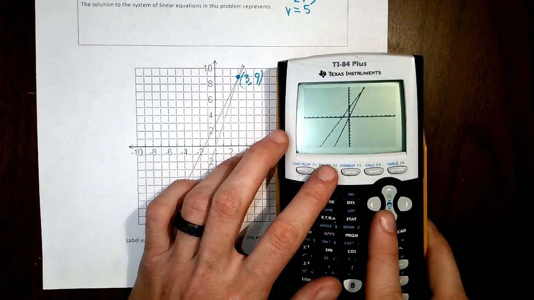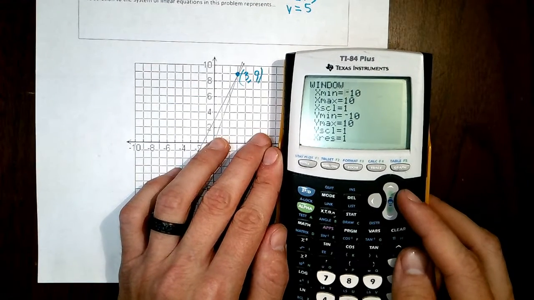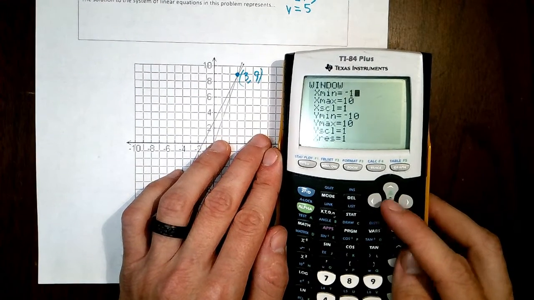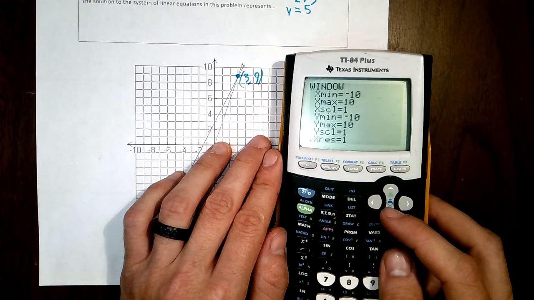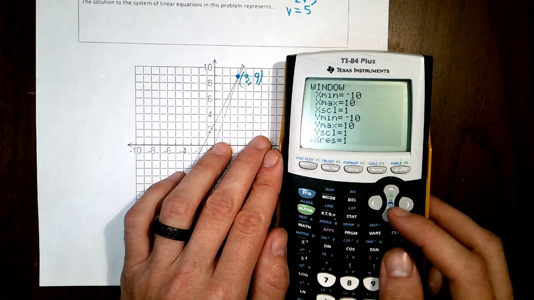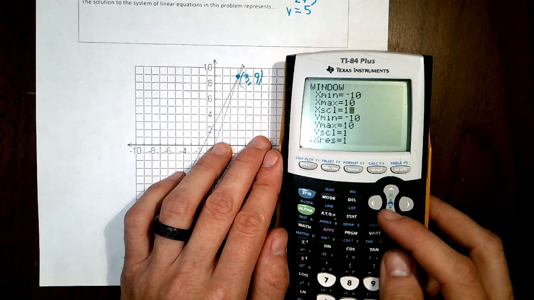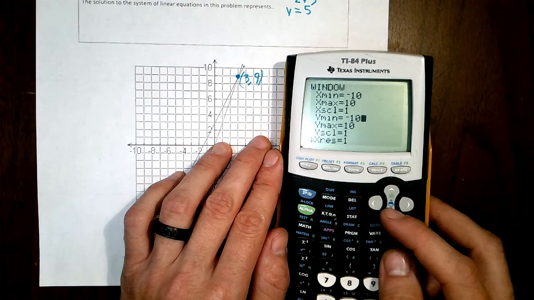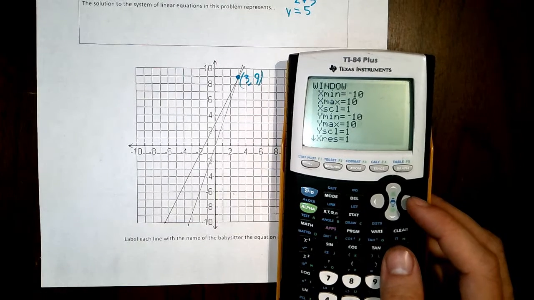Go to window. Click on window. Are your numbers different than mine? Yeah. You need to type in -10 on the top. Your second one, you need to type in 10. Your third one should be 1. Fourth one should be -10. And then your y max should be +10.